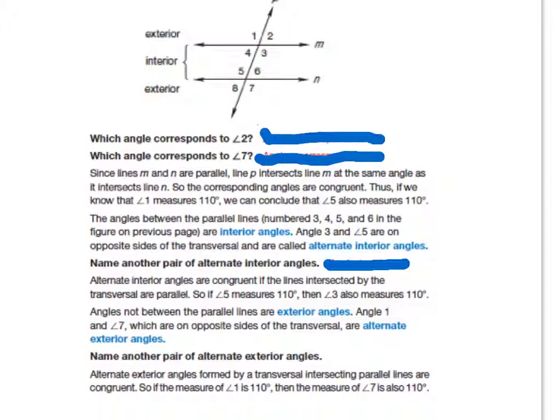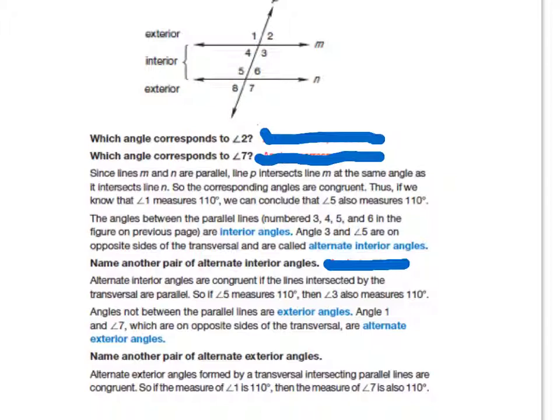Here we have the same diagram again, where P is again the transversal, and it's crossing M and N, and we have our 4 acute and 4 obtuse angles, and we have our corresponding angles. And we're going to try and carry some of the information that we learned on the last diagram over now. So which angle corresponds to angle 2?